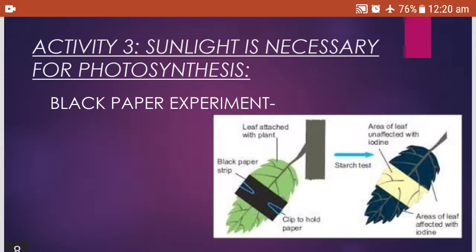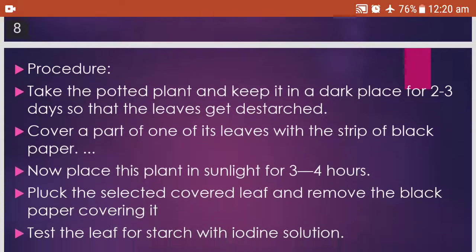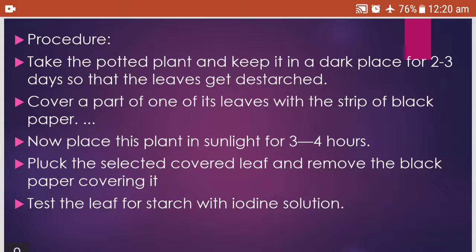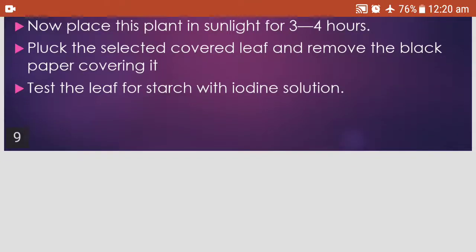My next question is, write an activity to show that sunlight is necessary for photosynthesis. Now this test is also called the black paper experiment. Okay. What do we do here? As you can observe here, we select one of the leaf. We take a potted plant and we keep it in the dark for 2 to 3 days so that the leaves get destarched. Cover a part of one of its leaf with a strip of black paper. Now place the plant in sunlight for 3 to 4 hours. Pluck the selected, covered leaf and remove the black paper from it. Test the leaf for starch with iodine solution.